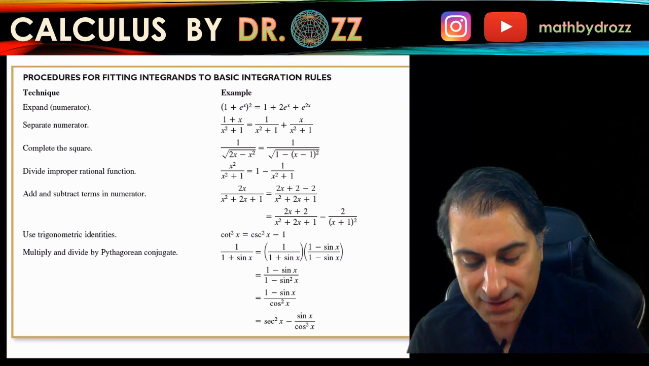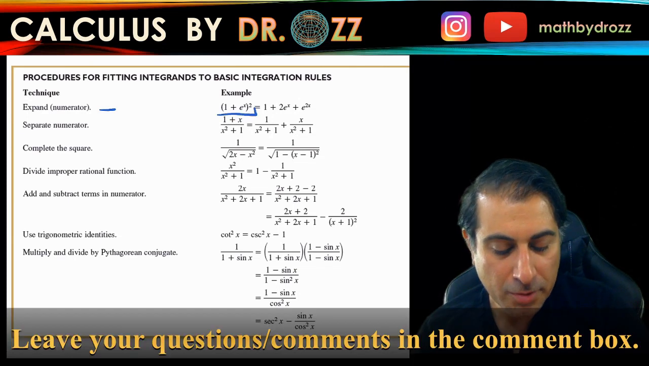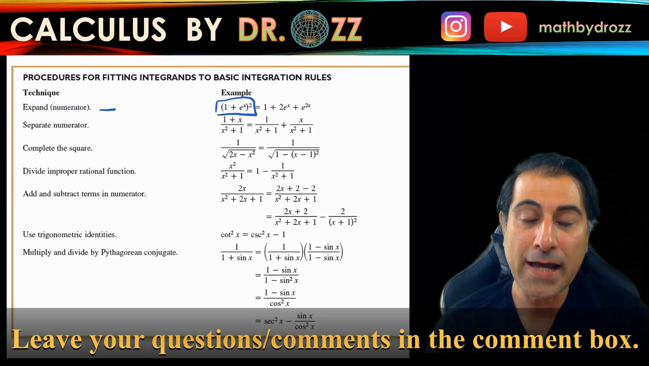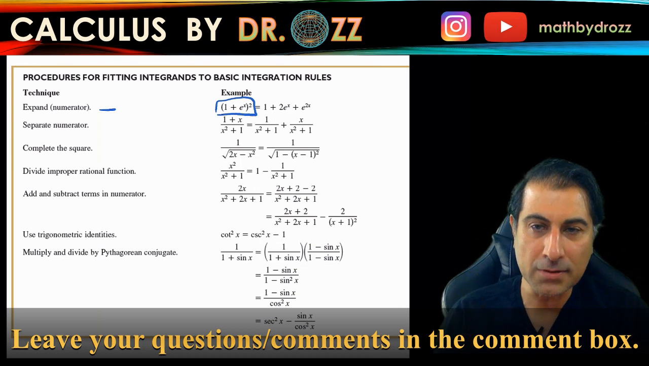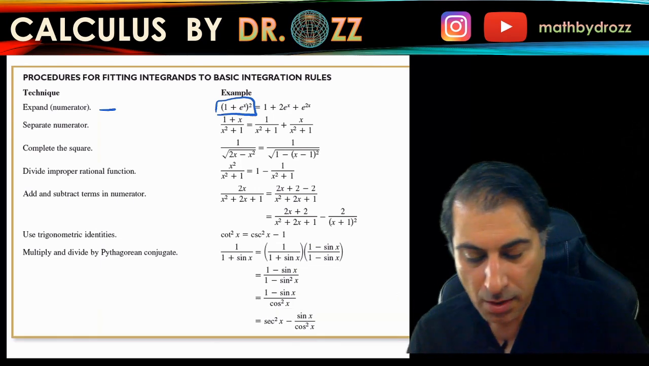So the first technique is expanding the numerator. So if you have a quantity squared term, what we can do is expand this out. This is a known algebra technique. You don't need to apply this technique all the time, but whenever it applies, it's powerful.